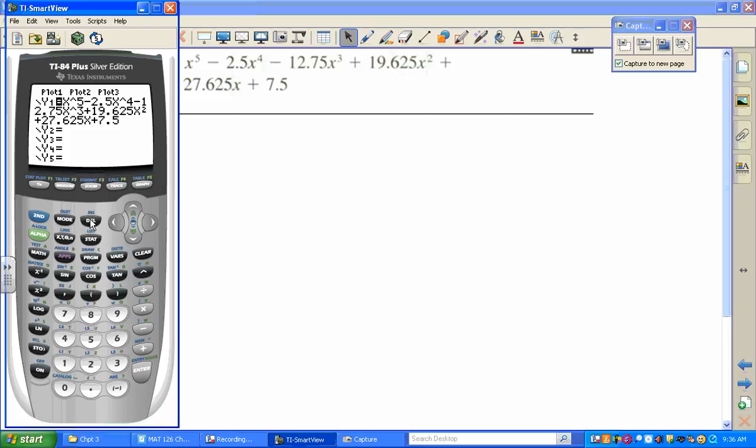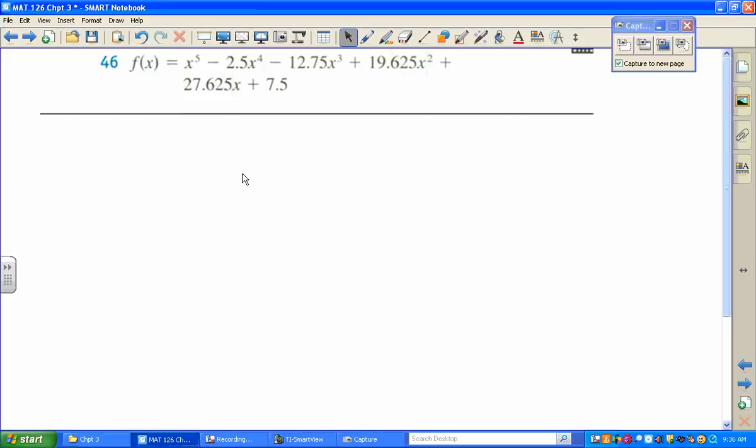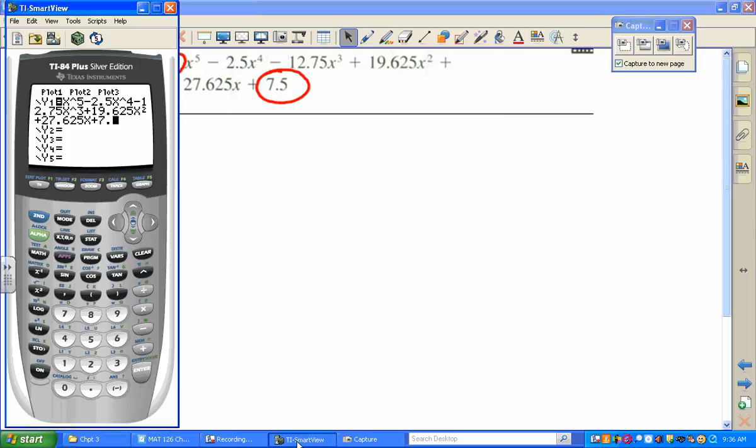Now my window. Everybody in the room has been told at least once that if this has a real zero that you can factor, it has to be the factors of 7.5 divided by the factors of 1. Okay? That's the rational root test. So my window, I'll just go from negative 10 to 10 and see what happens. That captures 7.5. On the other one, I had very small fractions, so that's why it went from negative 2 to 2. So I'm going to go to zoom 6, standard.